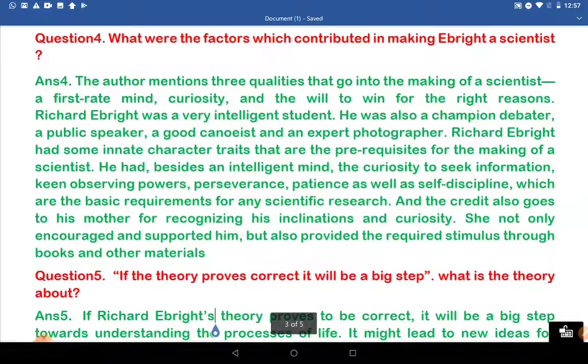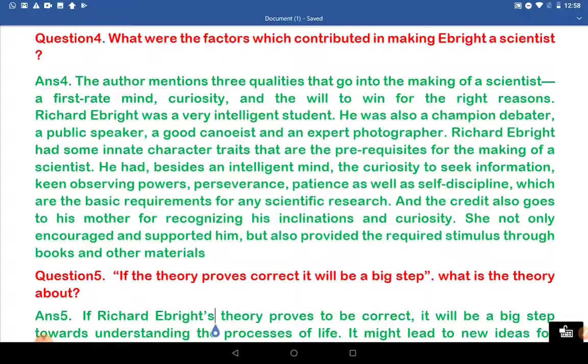Question 4. What were the factors which contributed to making Ebright a scientist? Answer. The author mentioned three qualities that go into the making of a scientist: a first-rate mind, curiosity, and the will to win for the right reasons. Richard Ebright was a very intelligent student. He was also a champion debater, a public speaker, a good linguist, and an expert photographer. Richard Ebright has some innate character traits that are the prerequisites for the making of a scientist.